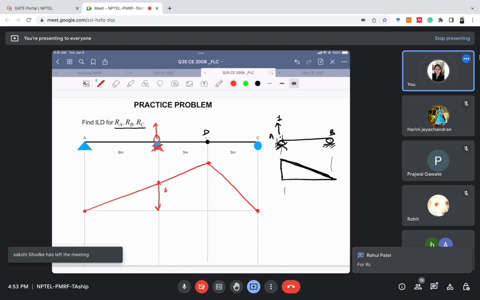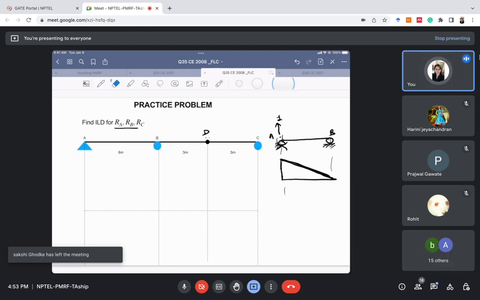Yeah, that's a good question. He's asking what is the ILD for RC? The similar steps we'll follow. We'll remove the support at point C and pull it upward by unit amount. Let's see, it cannot move anywhere from here. At A it is supported, at B it is supported, at D it can move. So I'm not restraining it here.